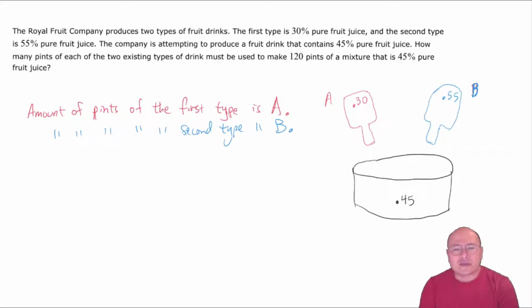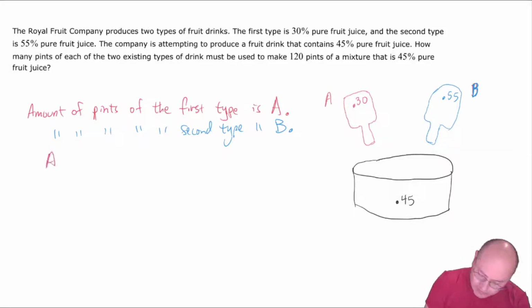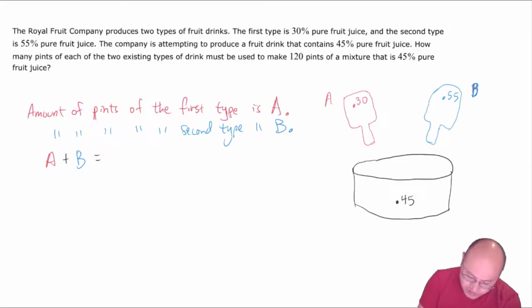Let's see. Oh, we have an equation. A plus B has to equal 120 pints.